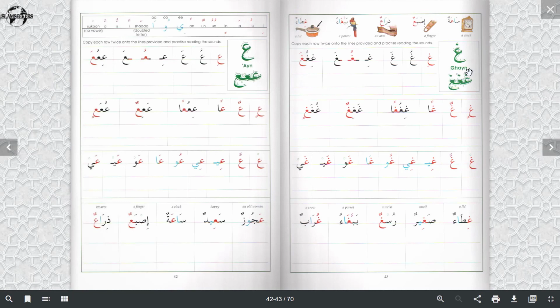Page 43. The letter Ghain. Line 1. Ri. Ru. Ra. Ri. Ru. Ra. Line 2. Rin, run, ran. Ri, ru, ran. Ra, ri, run. Ru, ra, rin. Line 3. R, ra. Ri, ri, ru, ra, rau, rei, rei.